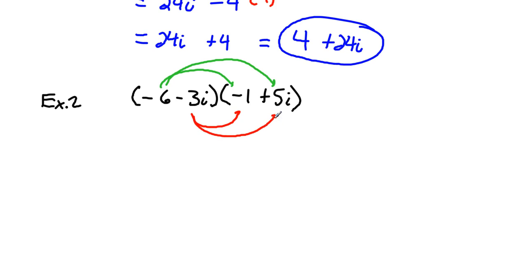Okay, so multiply everything through by the negative 6. Negative 6 times negative 1 is a positive 6. Negative 6 times 5 is a negative 30i. Multiplying everything by negative 3i, negative times negative is a positive 3i. Negative times a positive is a negative 15. And when you do i times i, that is i squared.